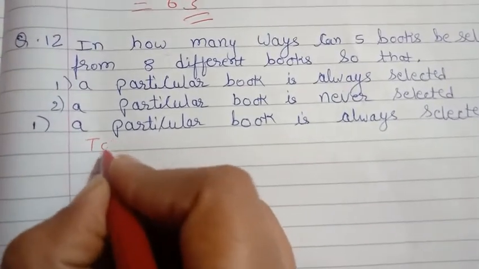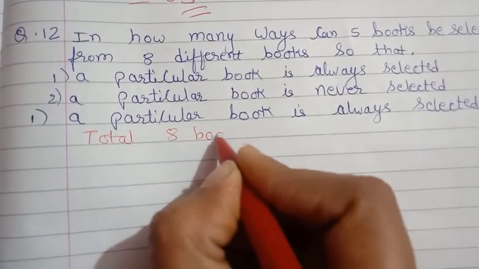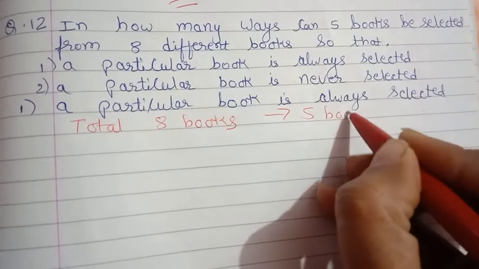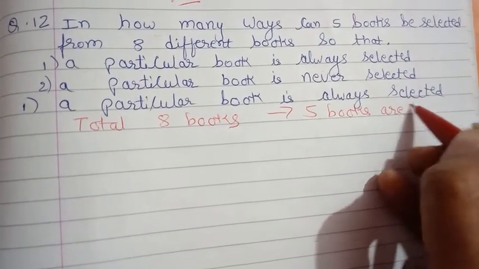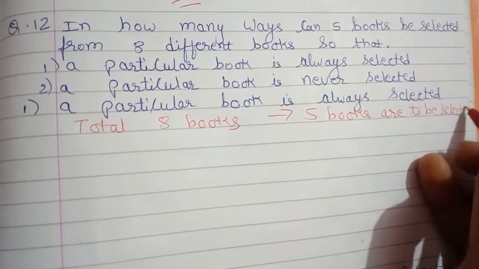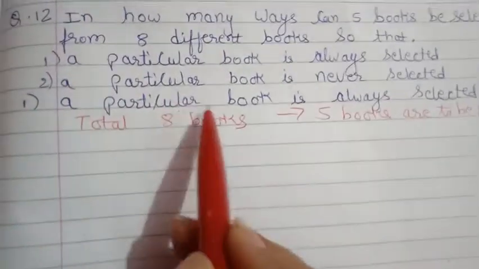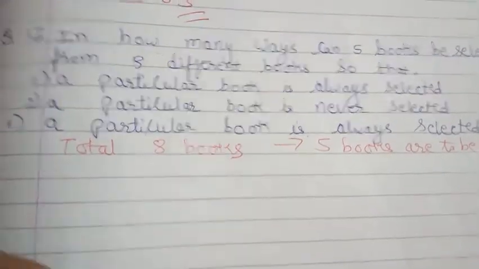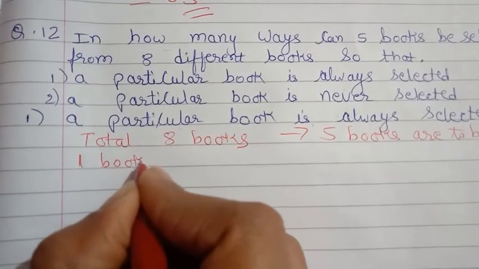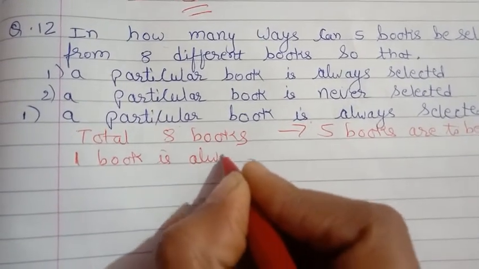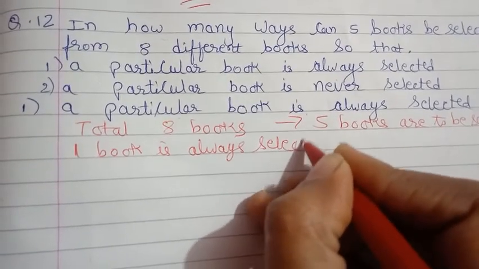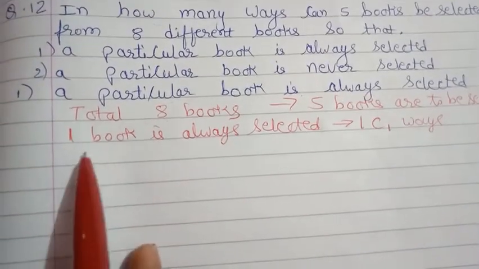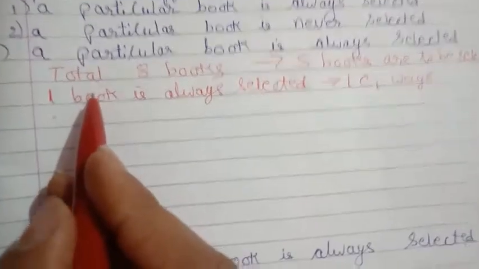Now we are having total 8 books. From that 5 books are to be selected. The first condition is a particular book is always selected. So from total 8 books, 1 book is always selected. So that can be done in 1C1 ways. Now remaining books are 7, that is 8 minus 1, because 1 book is always selected. So remaining books are 7.